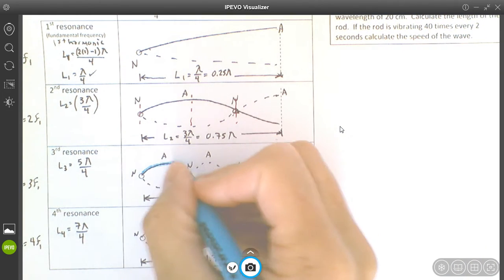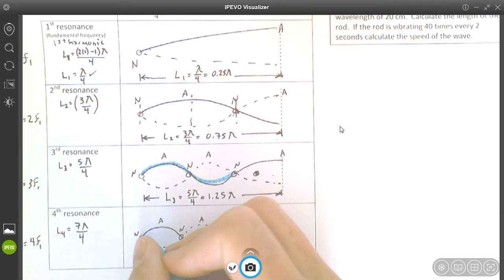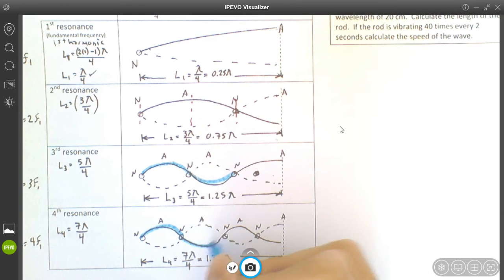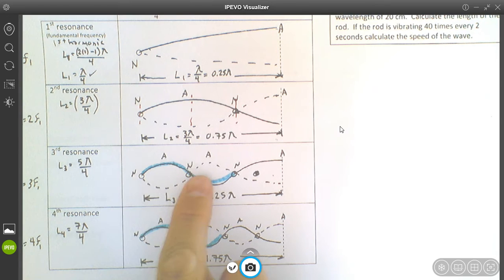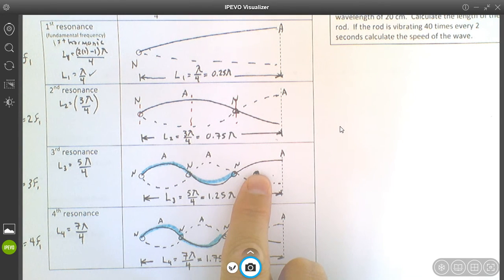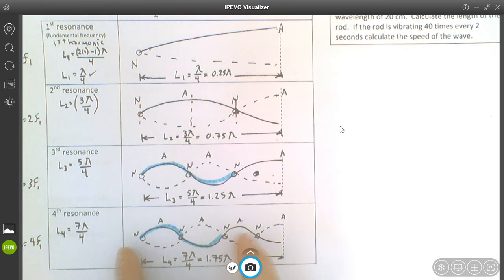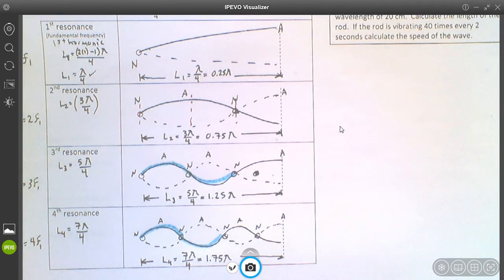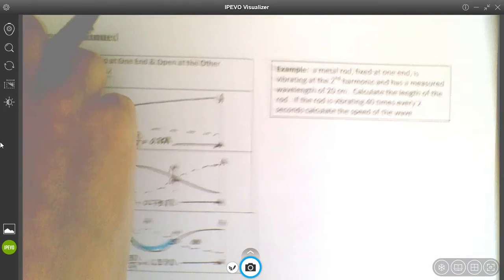This one I can draw one wavelength. It's right there, and this one again, one wavelength. Now I drew the one above it wrong, because these two circles or nodes should have been closer over here. And you would have seen that this wavelength is just getting smaller and smaller. If I went to the 5th, the 6th, the 7th, the 8th, it would just keep getting shorter and shorter and shorter. Okay, so let's take a look at the example.